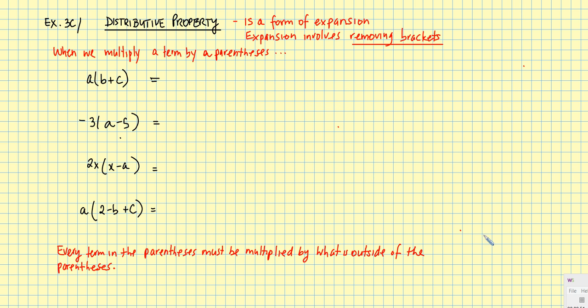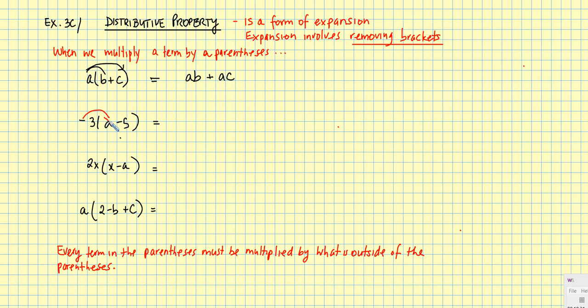Alright, next, distributive property. The distributive property you would have learned in either grade 7 or 8, but let's just do a very quick review of it. When we multiply a term by a parentheses, we are expanding. The distributive property is a form of expansion, and that involves removing brackets or parentheses. Whatever's outside of the parentheses gets multiplied by whatever is inside the parentheses. So A times B will give me AB, and A times C will give me plus AC. And that is the distributive property.